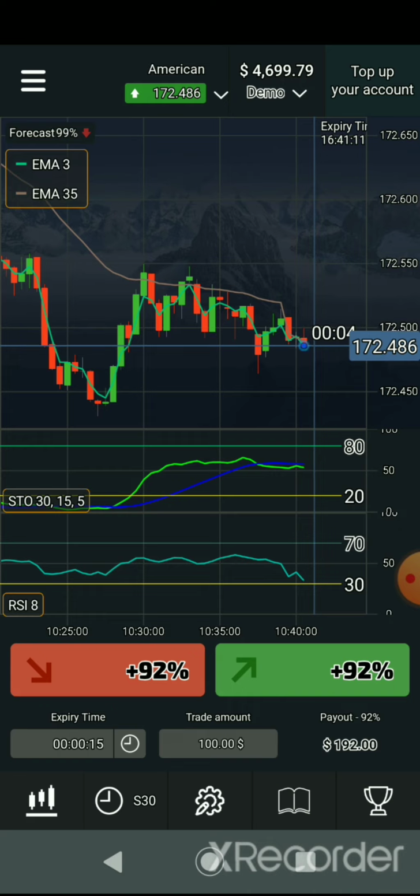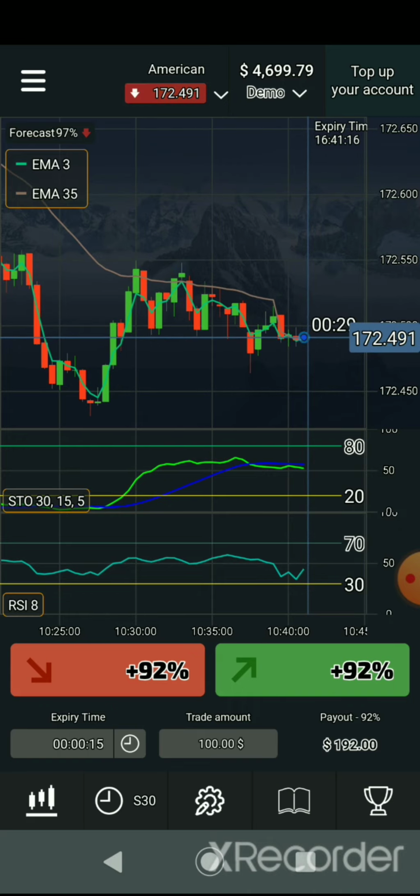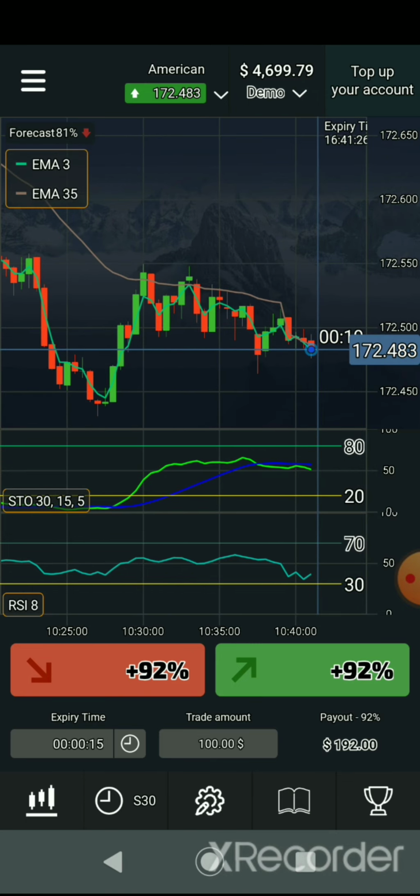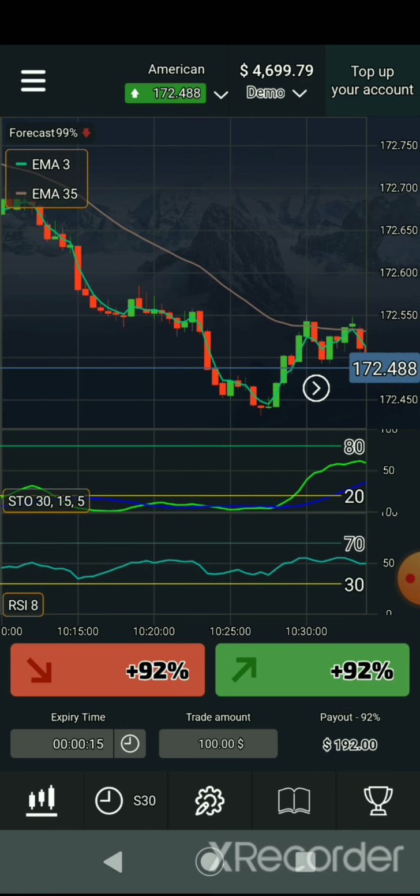As you can see, starting at the top on the left hand side, I got an EMA of 3, I got an EMA of 35, kind of unorthodox. I've been playing around with EMAs. Also down here at the bottom, you see I have a stochastic indicator with 30, 15, and 5. I've tried a couple of different ones, and I'm constantly changing it just to see if I can get a better turnout. And then you see I have an RSI at an 8.